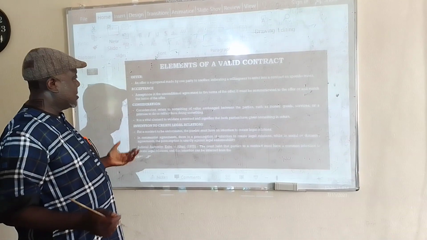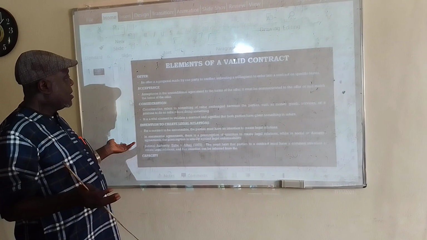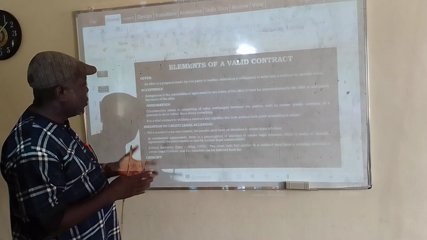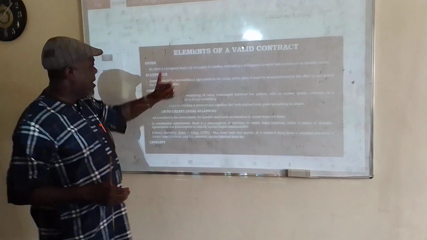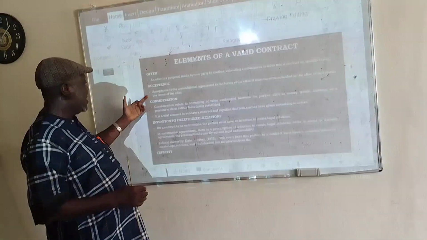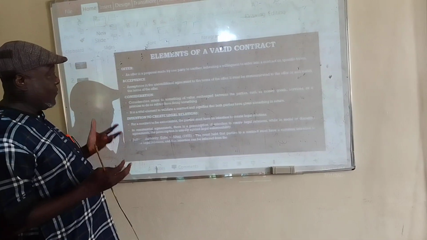Fair enough. It is a proposal. We shall look at it in greater detail when we come to it. A proposal is made by one party to another. Now, when you make a proposal, somebody will accept. It now brings us to what? Acceptance. Acceptance is the unconditional agreement to the terms of the offer.